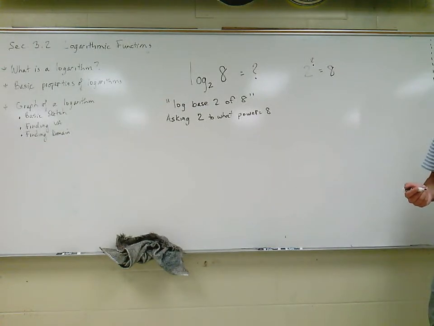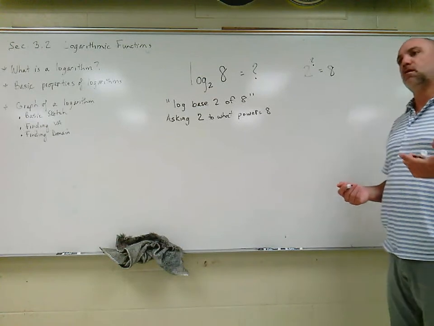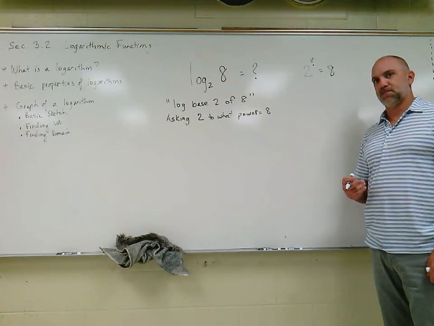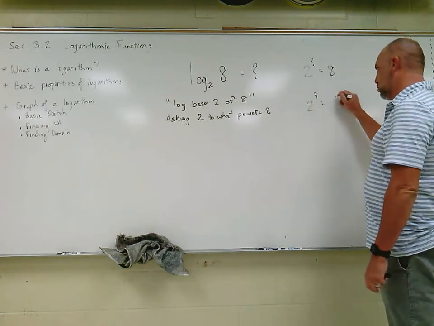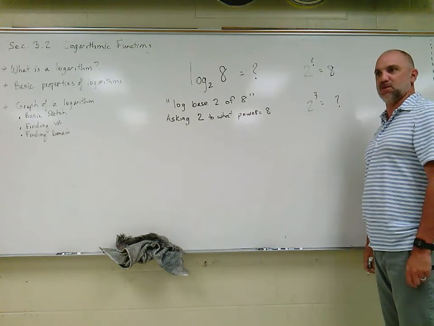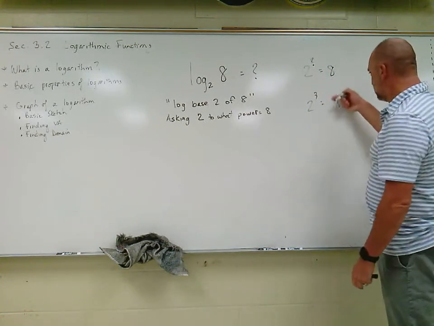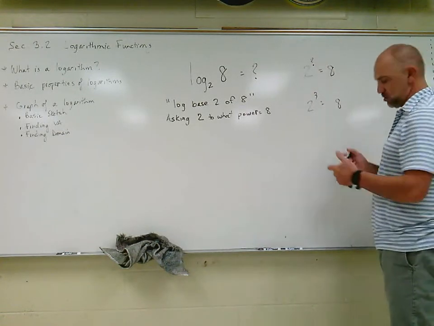It's like we're working backwards. Typically, when you do exponents, how would you typically do an exponent? You would typically do this: 2 cubed equals what? That's typically how you do an exponent. 2 to the third is what? Well, that answers 8. Well, we're working backwards. We're given the answer, now we've got to find the exponent.